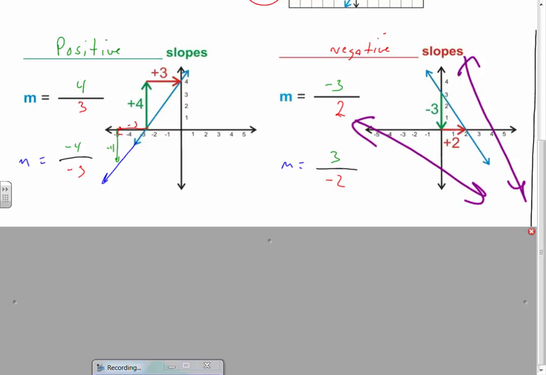Negative slope, down to the right. I mean, it doesn't matter where the line is, as long as the line is heading that way.